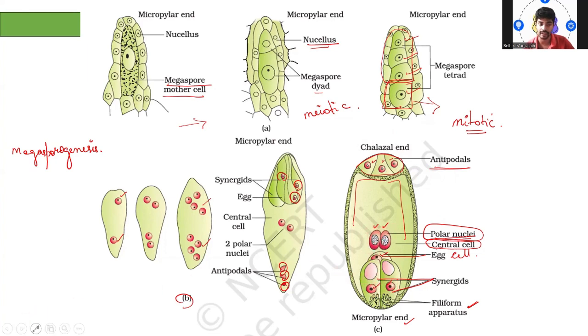Even though you have eight nuclei, how many cells can you observe? Only seven cells. Seven-celled, eight-nucleate. So this is all about the female reproductive system.